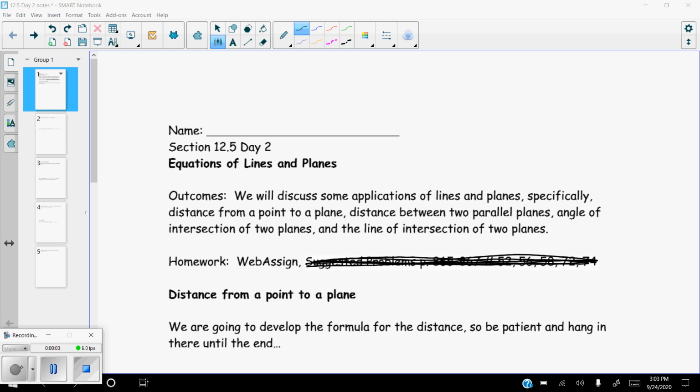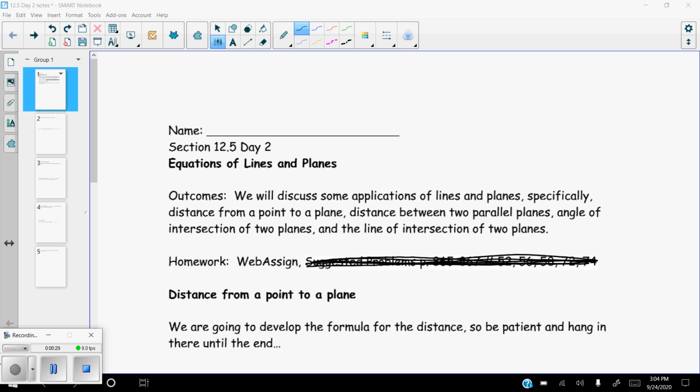All right, so we are in section 12.5, day 2, equations of lines and planes. Today, we are going to talk about some of the applications, specifically the distance from a point to a plane, the distance between two parallel planes, and the angle of intersection of two planes, and the line of intersection of two planes. So we've got 4 different things that we're going to talk about.